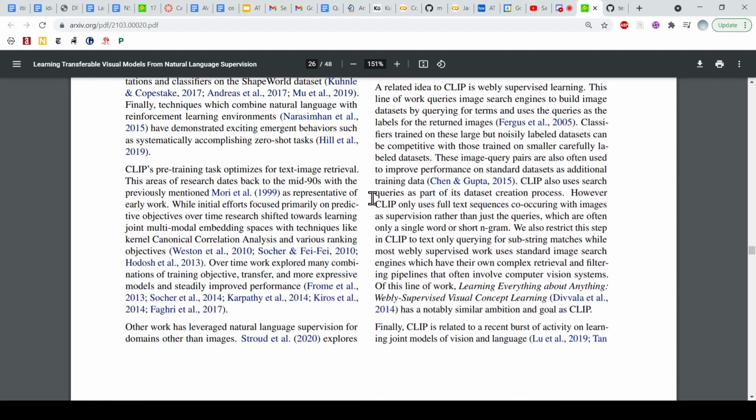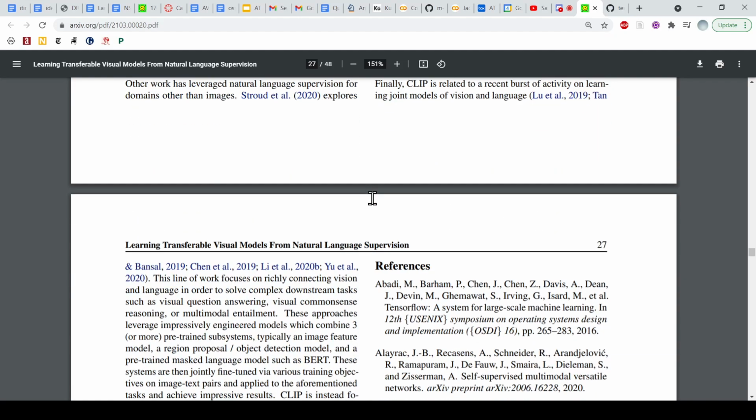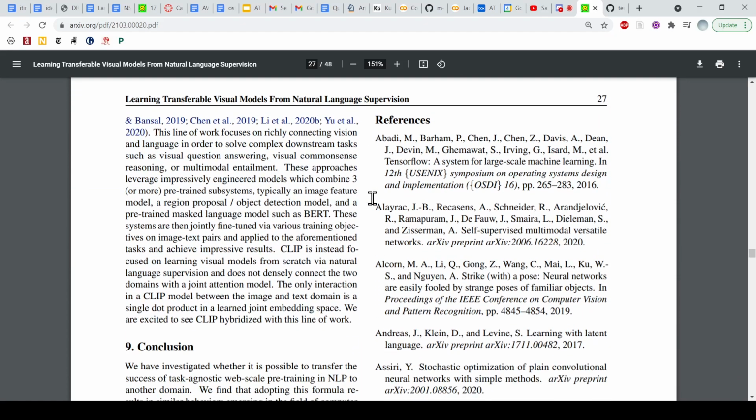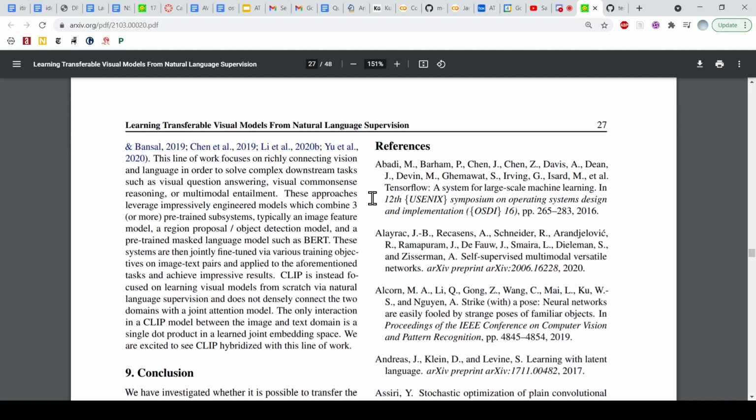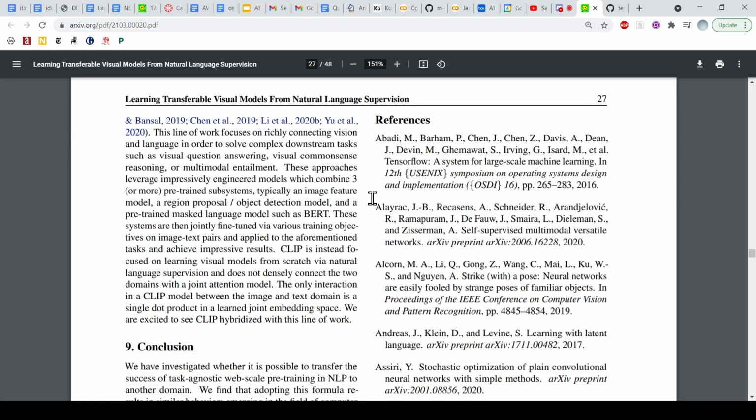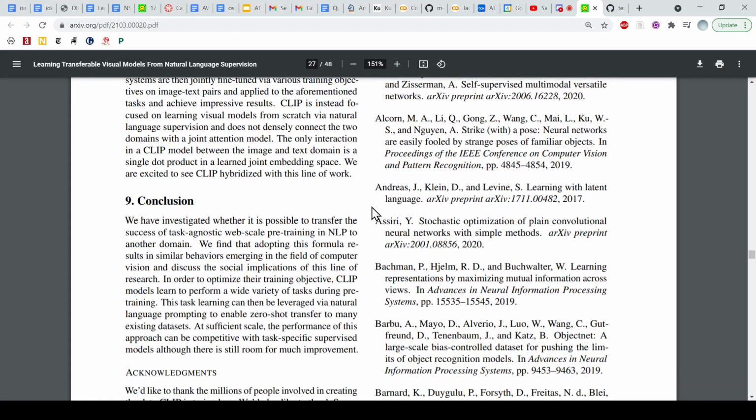Let's see. CLIP is related. Focusing on learning via natural language and is not densely connected with a joint.